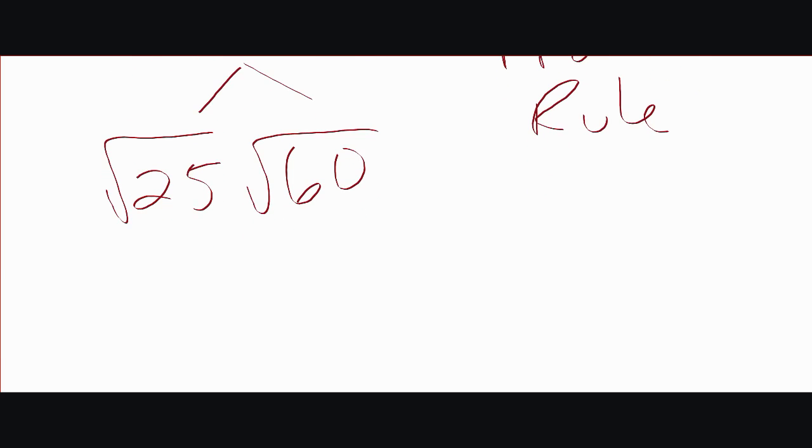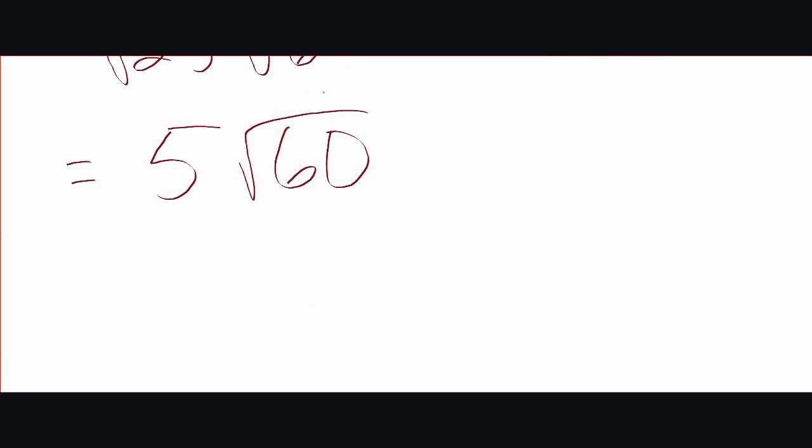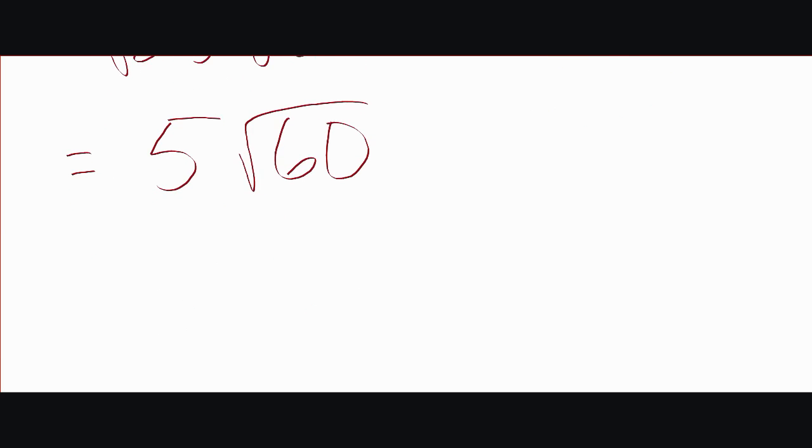All right, now the square root of 25, since that's 5 times 5 makes 25, the square root of 25 is 5. So this is 5 times the square root of 60. Now we ask ourselves, is there a perfect square which goes into 60? The answer to that question is yes, right? We know 4 goes into 60, right? 4 times 15. So before we use the product rule, let's rewrite this as 5 times the square root of 60, which we're going to rewrite as 4 times 15.